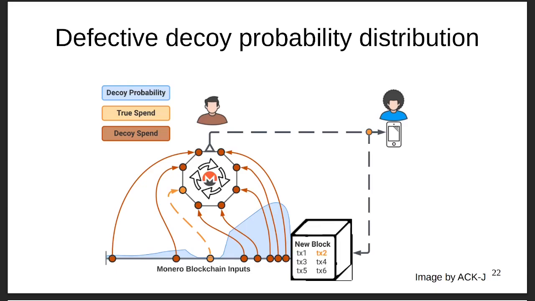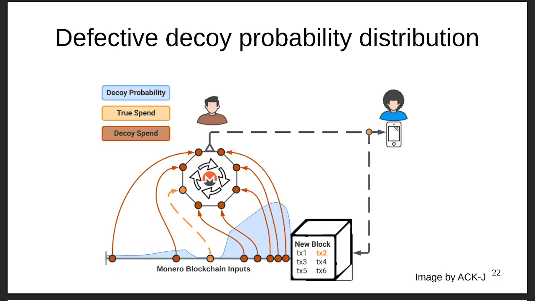Next, we could consider a defective decoy probability distribution. This is an extreme example to illustrate the problem. Monero's decoy selection algorithm has never looked like this. The decoy probability, in blue, is nearly 0 in a section of the blockchain history. That means that a decoy will almost never be selected from this section. However, our user's privacy is in danger. The real spend in this ring happens to come from the section of the blockchain history that has nearly 0 coverage from the decoy probability.